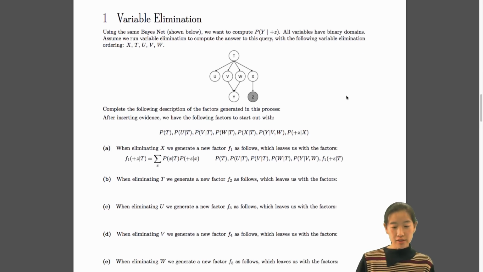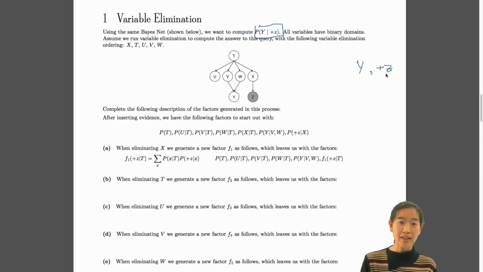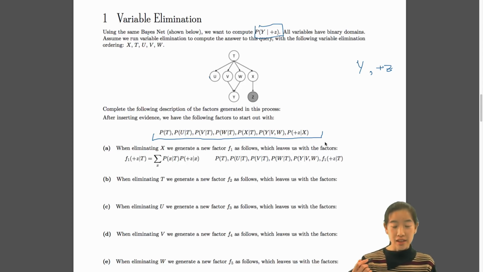We are given this Bayes net over here that's a little complicated with all these variables from T to Z. And we want to find the query, the probability of Y given +z. So the ones that we want to keep are Y and +z. Everything else we want to eliminate. So T, U, V, W, X, we all want to get rid of. So given the Bayes net, we know that we have these conditional probabilities. Of course, they were also given to us. But now that we have these, we can begin our elimination process.